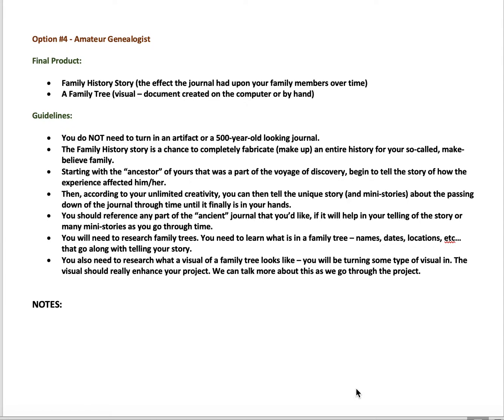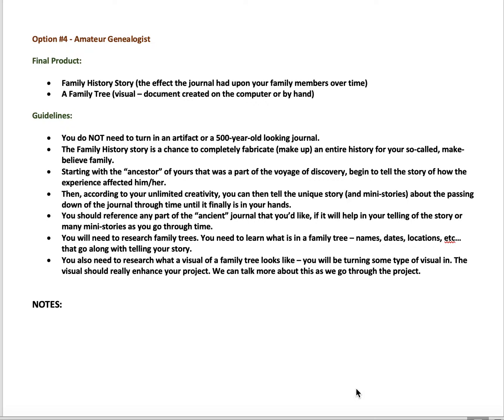You've reached option 4, the amateur genealogist. Okay, this is it. This is our last one. So in this one, very different from the others. In fact, you will not be creating anything with your journal at all. Instead, what you're going to do for option 4 is create a fake family history story, with a fake family history or family tree.